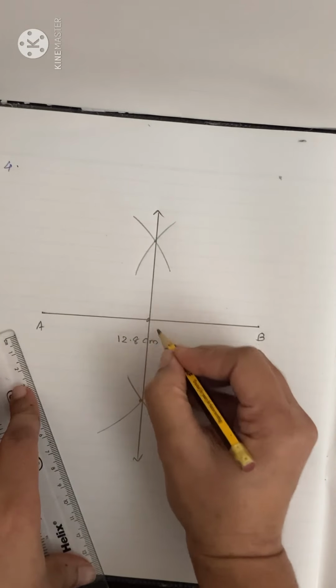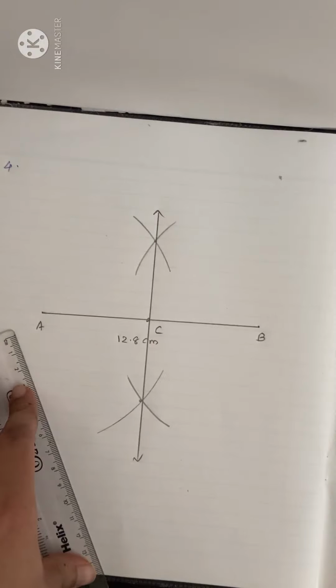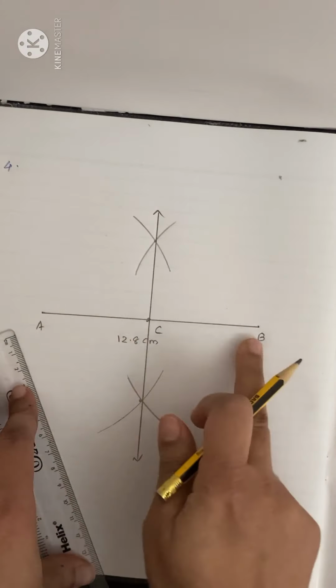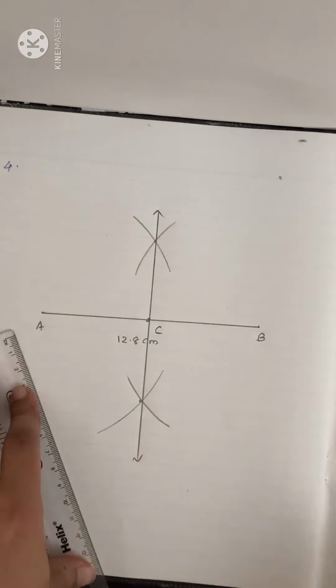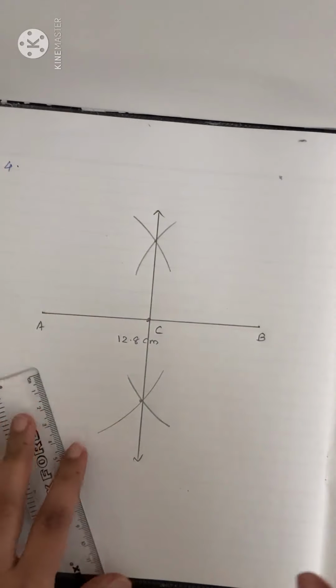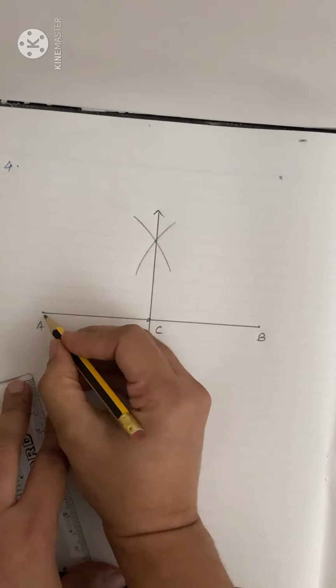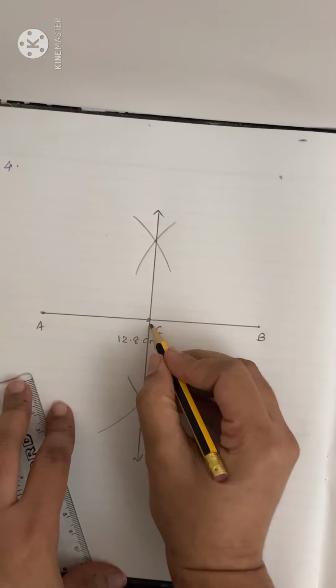Let this point be C. Now we divide the line segment AB into 2 equal parts. We have to divide it into 4 equal parts. Now we can take the line segment AC.